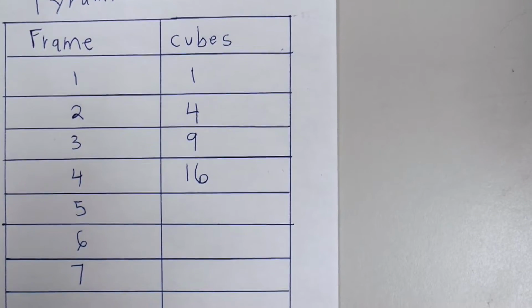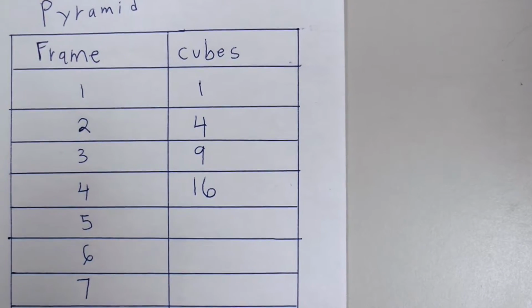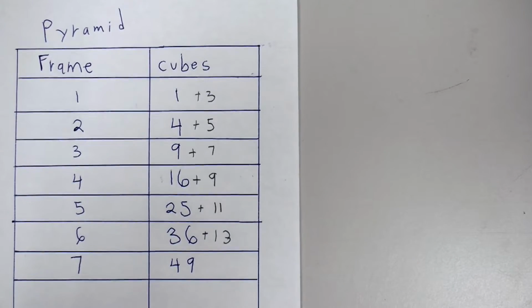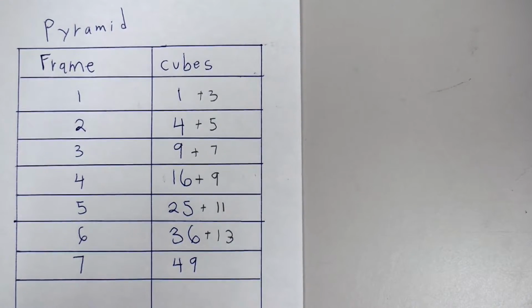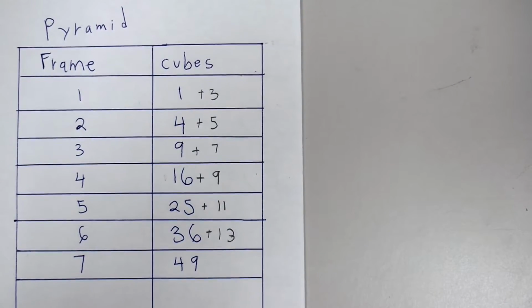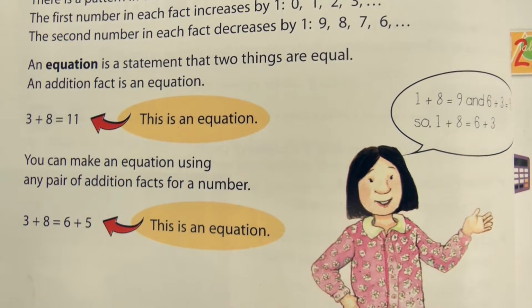Let's determine how many are in the 7th frame. I'm going to ask you to pause the video, determine the answer yourself, and compare if you are correct. By continuing the number pattern, we are able to determine that there will be 49 cubes in the 7th layer of our pyramid. Another part of our test will be equations.